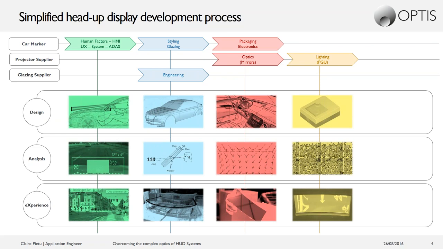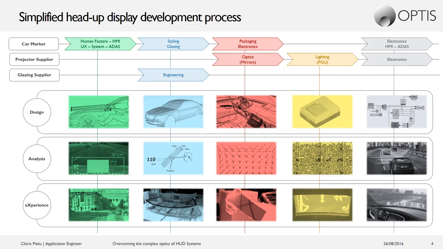Then we have the projector tier one, which designs the lighting, so the picture generation unit for the illumination system of the HUD. And finally, we have to analyze and validate the full HUD optical system in terms of image quality, perceived quality, consequences of tolerancing and manufacturing, etc., as well as embedded software. So in this presentation, I like to say that we as Optis cover most of these areas, and I'll focus mainly on the optical analysis and visualization parts, but we also have some design tools, as I'll mention later.